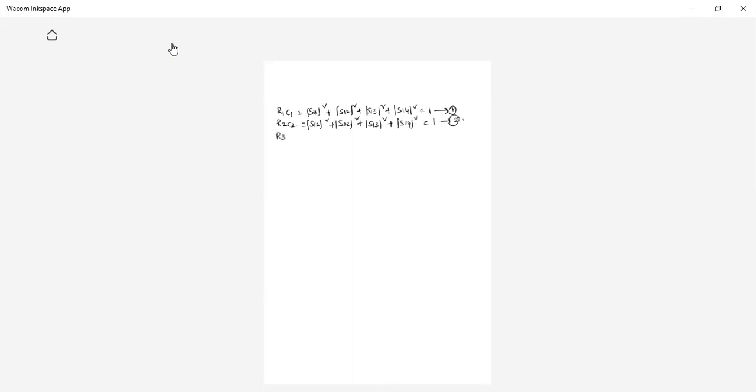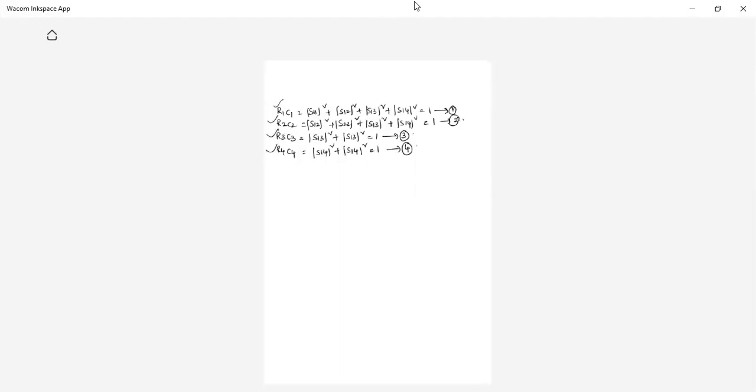Next, R3C3. What is the thing? S13 square plus S13 square is equal to 1. Let us consider this as equation number 3. Next, R4C4. If you do, S14 square plus S14 square is equal to 1. Let us consider this as equation number 4. After simplification of R1C1, R2C2, R3C3, R4C4, we are going to get these things.